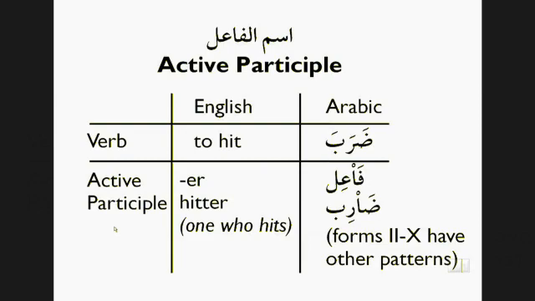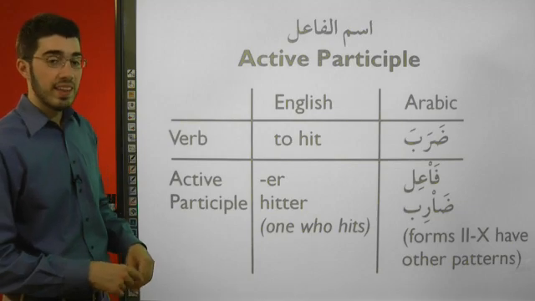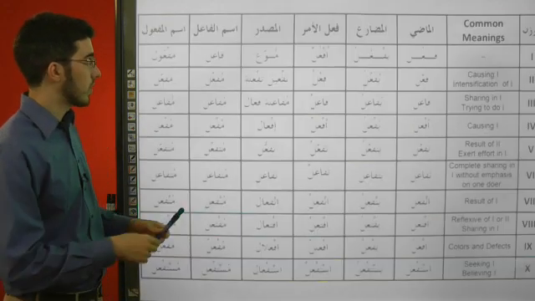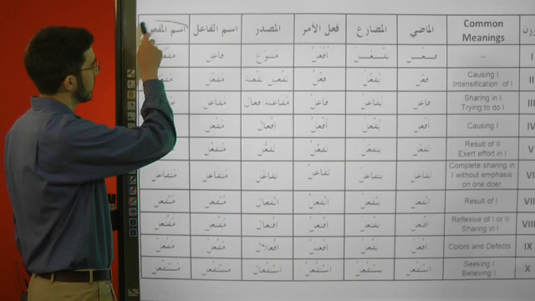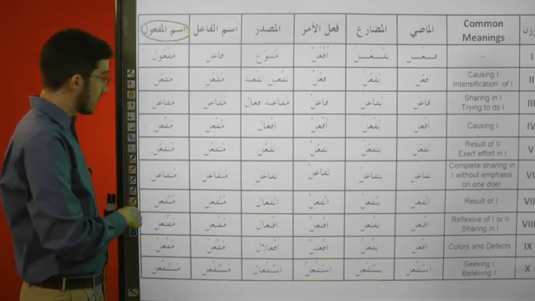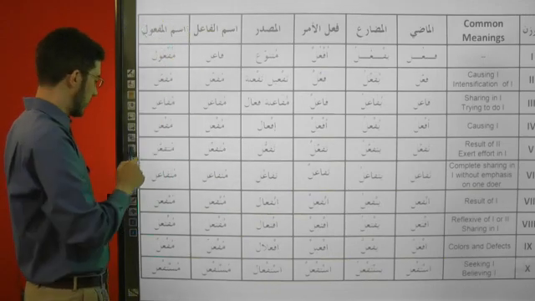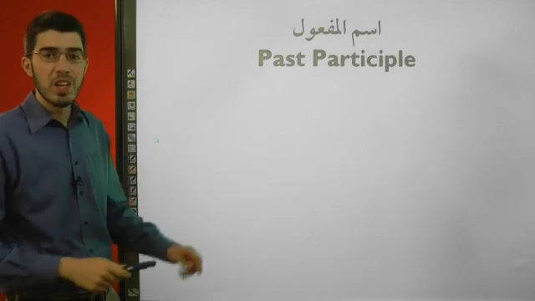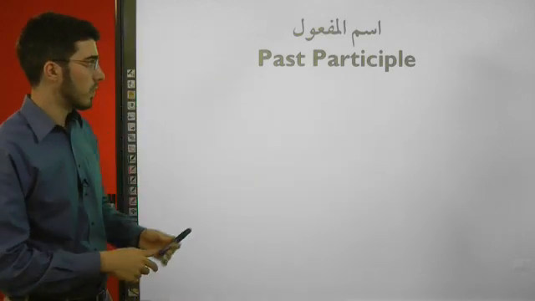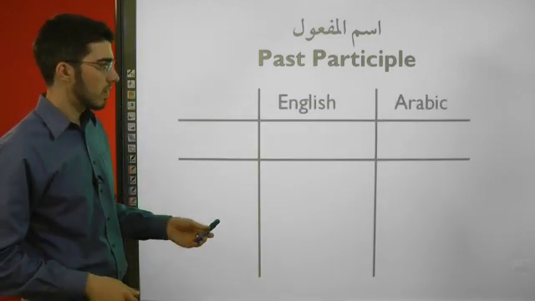Please note that forms 2 through 10 have other patterns. You have pattern mufa'il for form 2, mufa'il for form 3, etc. And the ism maf'ul is quite similar. Let's go back to our chart. The very final column here on the left, ism al-maf'ul. The ism al-maf'ul is often translated as the past participle. You might even hear it called the passive participle. Make the same comparison. English in the middle, Arabic on the right.